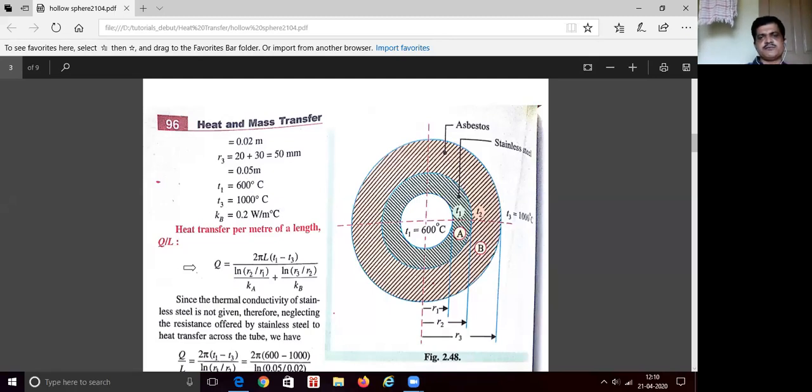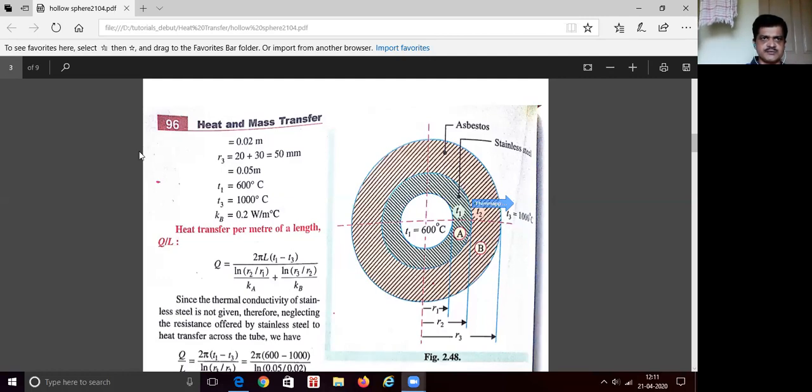They have asked us to find per unit length. Therefore, take L is equal to 1 meter. T1 is known, T3 is known, R2, R1 known. Ka is thermal conductivity of material A and Kb is thermal conductivity of material B. Using this equation, we can calculate what is the heat flow from inside cylinder to the outside surroundings through the two concentric layers, that is A and B. It's a very simple example of how to use this equation.